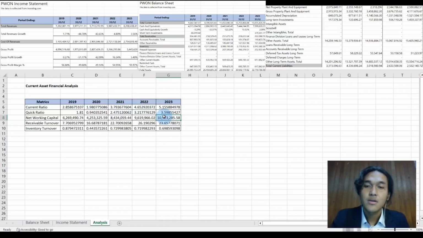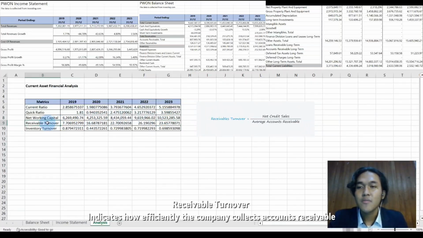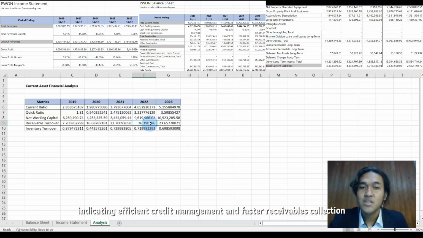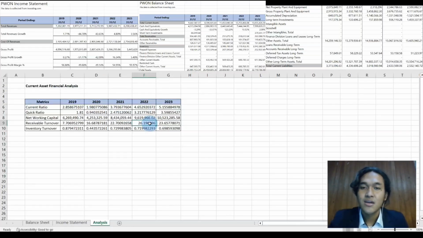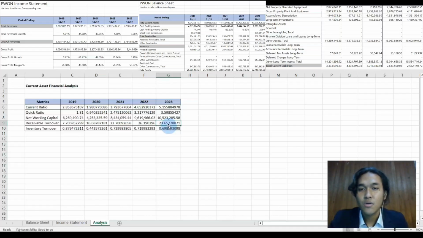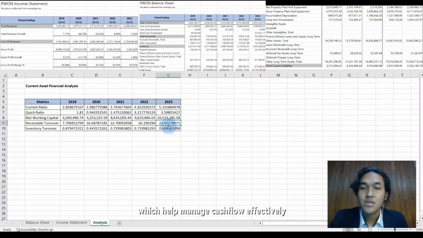Next, let's look into the receivable turnover, which we get from net credit sales divided by receivables. Receivable turnover indicates how efficiently the company collects its receivables. Here we can see significant improvement from 2019 to 2022, from 7.70 to 26.19, indicating efficient credit management and faster receivable collection. And also there's a slight decline in 2023, to 23.65. It's still strong, but it suggests a slight relaxation in credit terms or slower collections. So in the current position, this high turnover reflects robust credit control policies, which help manage cash flow effectively.